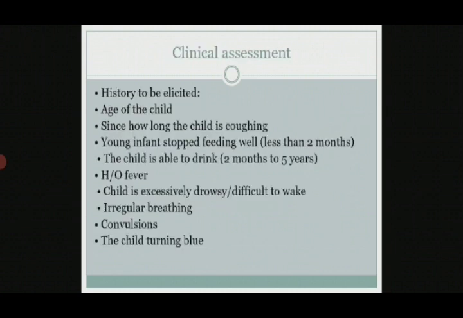How can we assess a child with acute respiratory tract infection? Usually the age of the child is detected first. Since how long the child is coughing, since how long the child is not feeding, the child is not able to drink properly, since when fever is there or not, the child is excessively drowsy or difficult to wake. Look for irregular breathing, look for convulsions, whether the child is turning blue.